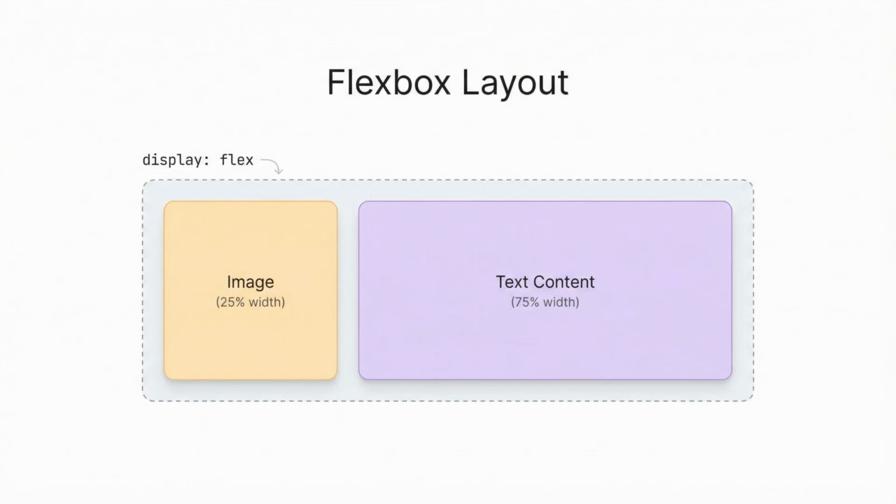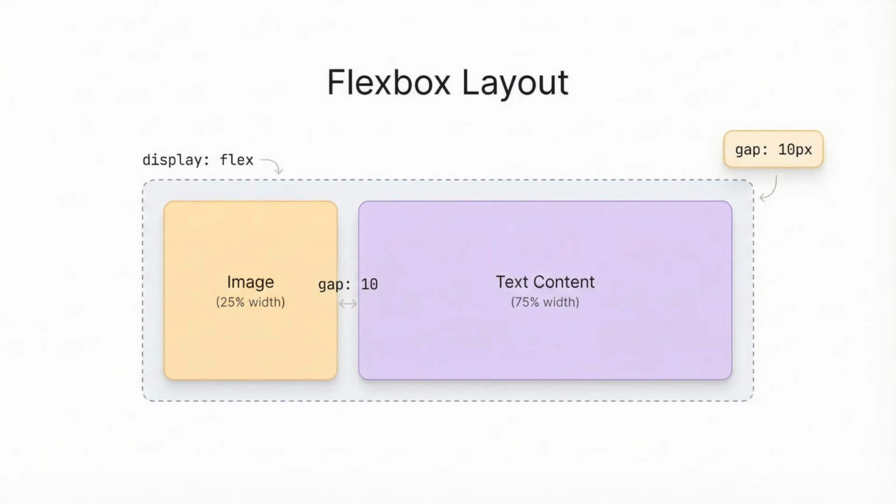Continuing with Flexbox, once you apply display flex to a parent div, all child elements line up horizontally in a single row. Before that, they stack vertically by default. Now the instructor divides the total 100% width between two children. 25% goes to the image section, and 75% goes to the text content section. This split is based on the width of the parent div itself.